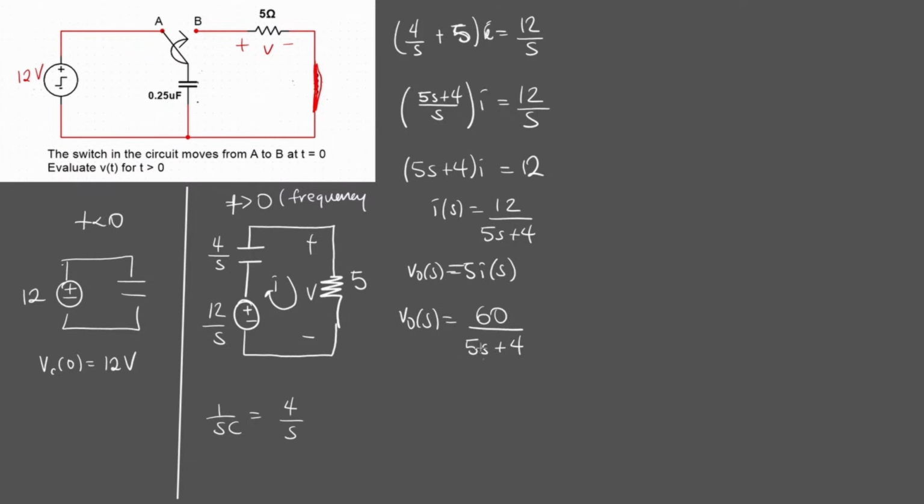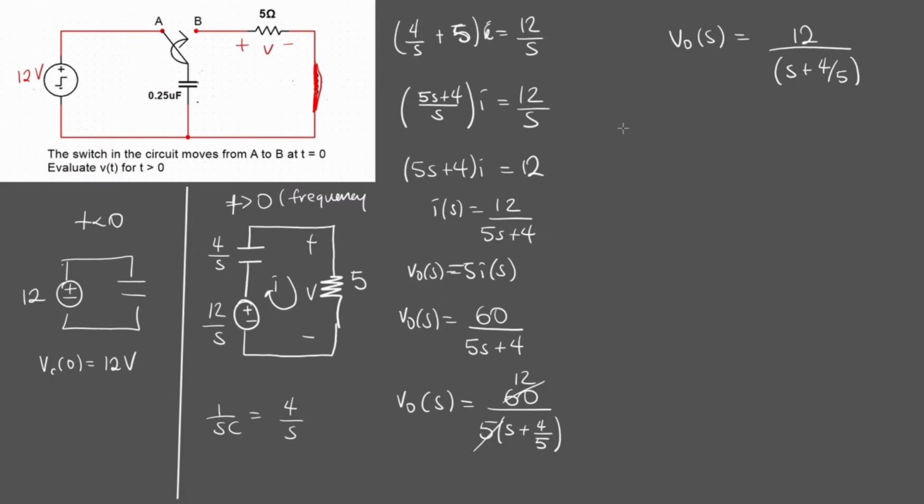Cool. Recall what we did in the last question. We need to get s alone here. So we're going to factor out 5 from the denominator. So V naught of s is going to be 60 divided by 5 is going to come out. So it's going to be s plus 4 over 5. 5 can go in 60. I believe this should be 12. So we now have our final expression for V naught of s. It's going to be 12 over s plus 4 over 5.